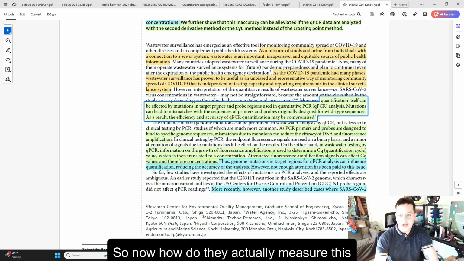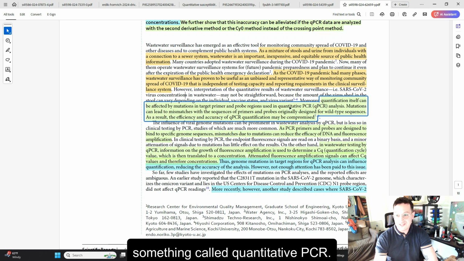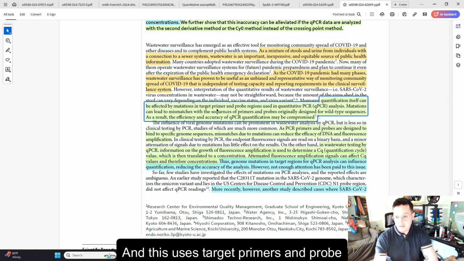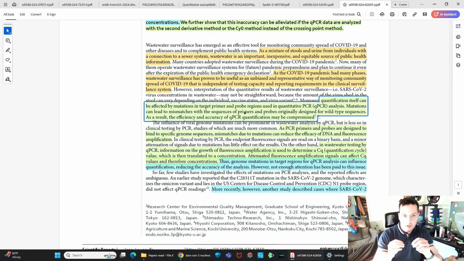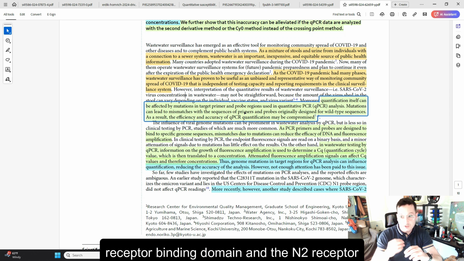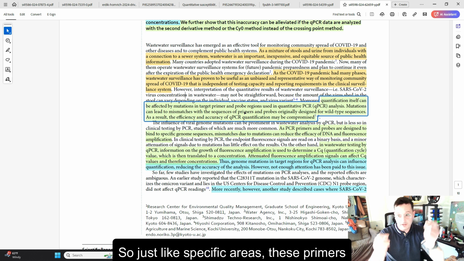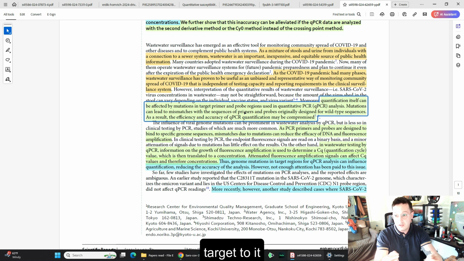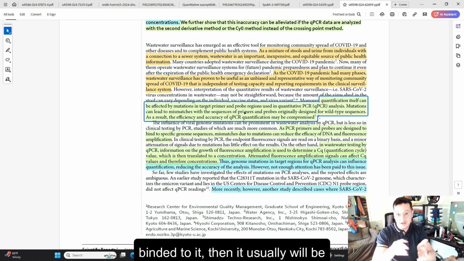So now how do they actually measure this COVID in the wastewater? Well, they use something called quantitative PCR. And this uses target primers and probe regions of the protein itself. So this would be the N1 receptor binding domain and the N2 receptor binding domain of the nucleocapsid protein, which is just regions on the protein. So just like specific areas, these primers target to it and then bind to it.